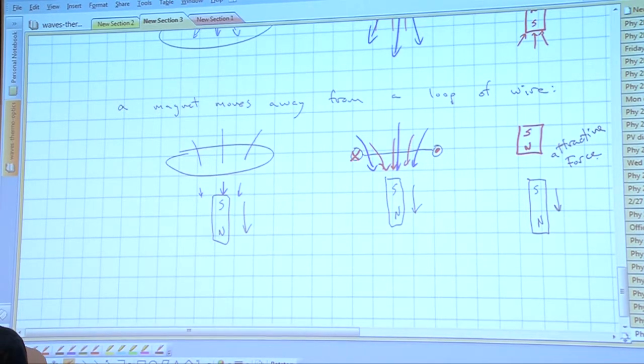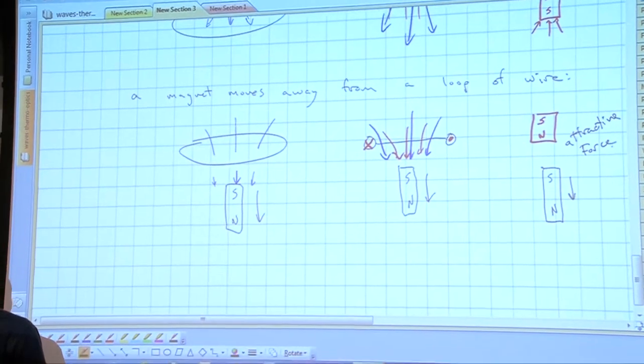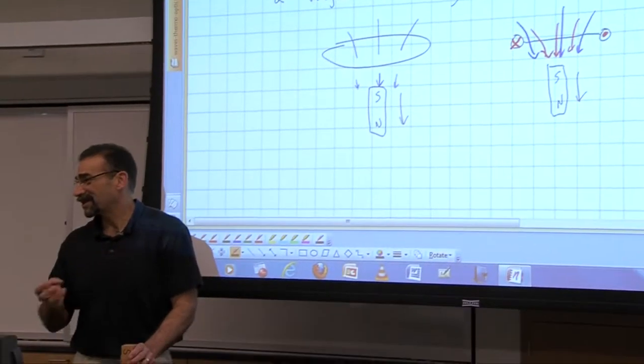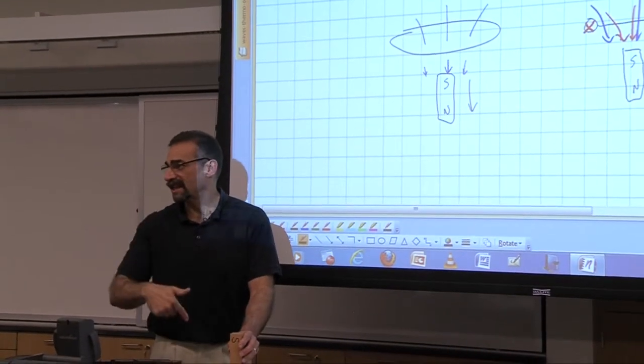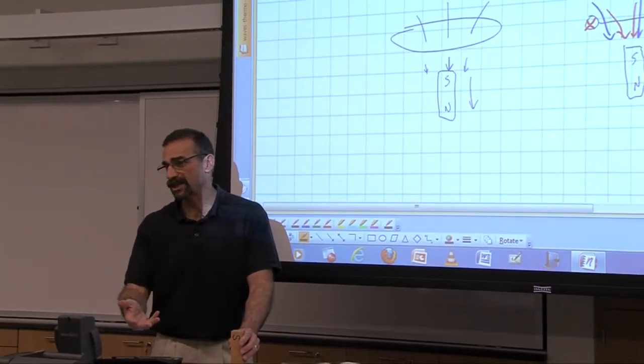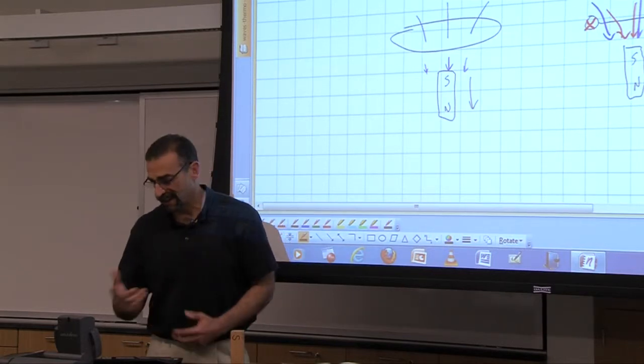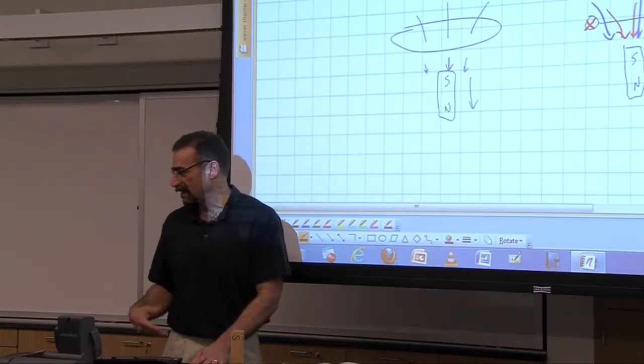Otherwise, if it didn't repel the motion of the magnet, we could get free energy out, right? We just start it moving, and then the force causes it to keep moving, and we get more energy out. The force always repels the motion.